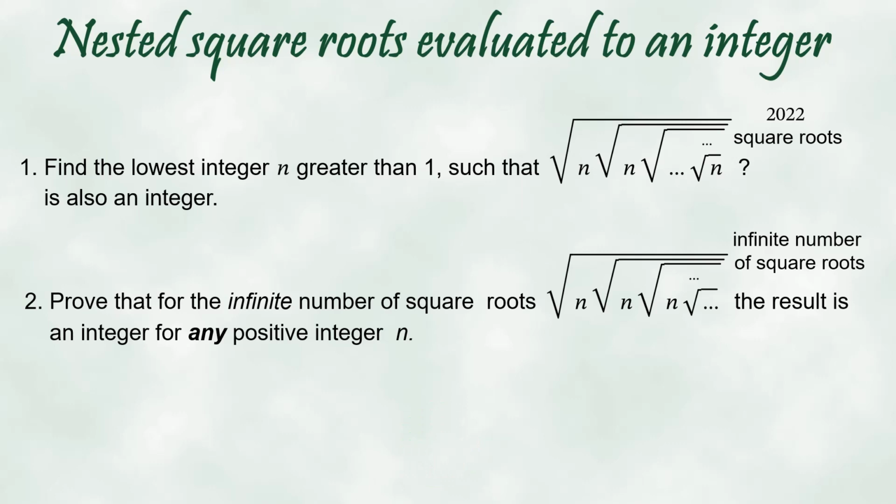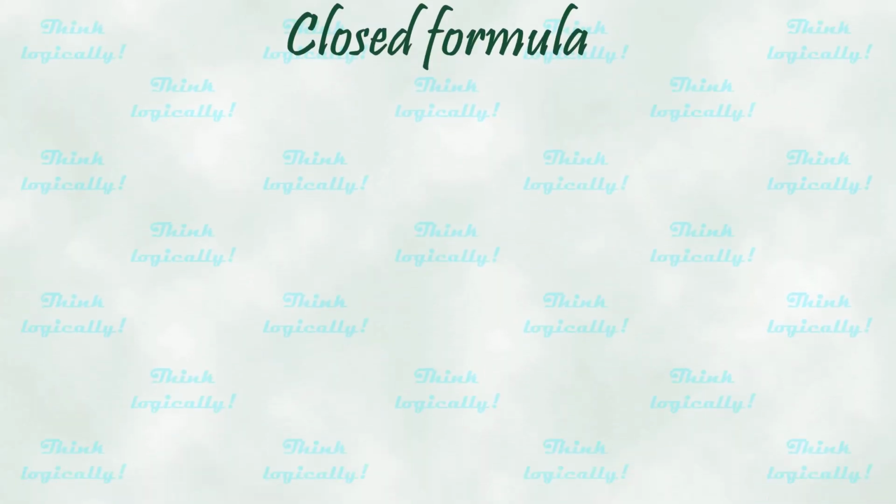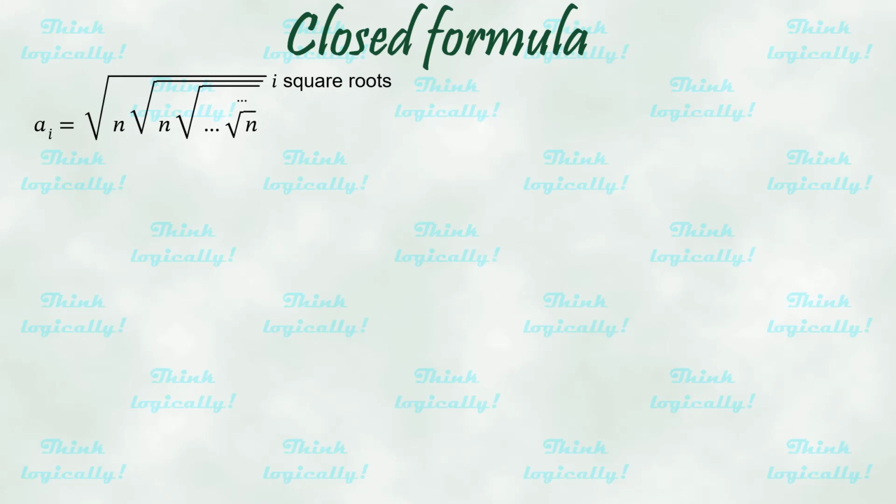Now you are welcome to see how I did it. So let a sub i be the expression with i nested square roots. The sequence can be defined recursively. a sub 0 is 1. a sub i equals square root of n times a sub i minus 1 for positive values of i. Our objective is to find what is called a closed formula, an expression that allows us to find the value of a sub i straight from its index i without going through the recursion.